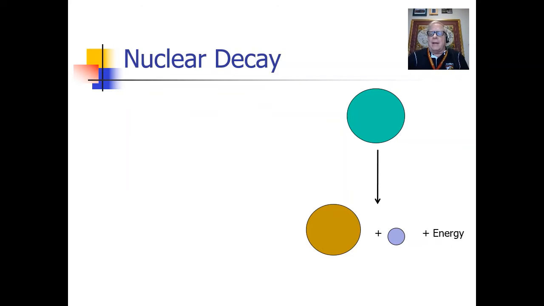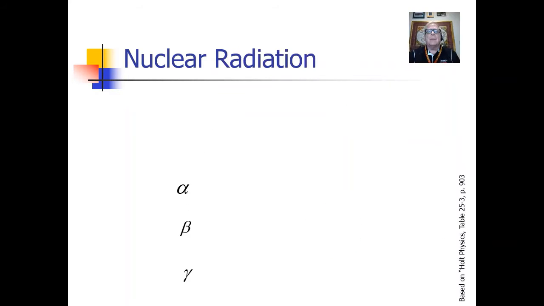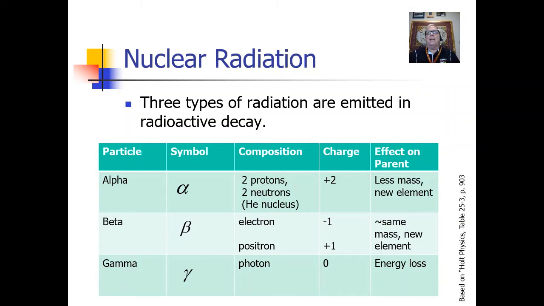Now, nuclear decay is a quantum mechanical process, and so we cannot predict exactly when it's going to happen. All we can do is say what is the probability of it occurring in a given time interval, given a certain number of atoms that you have. The three main types of radiation we're going to learn about in this class are alpha, beta, and gamma radiation.